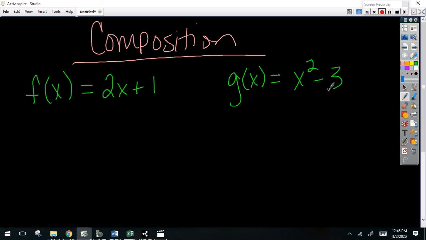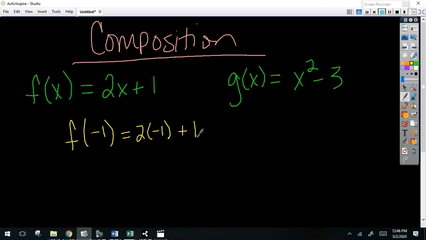What if I asked you to find f of negative 1? What do you do? Plug in what? Negative 1 for what? For x, right? So this would be 2 times negative 1, plus 1. We're all okay with that, right?